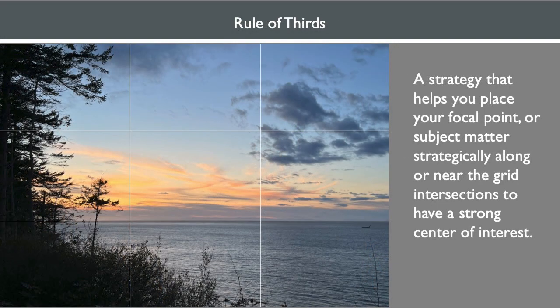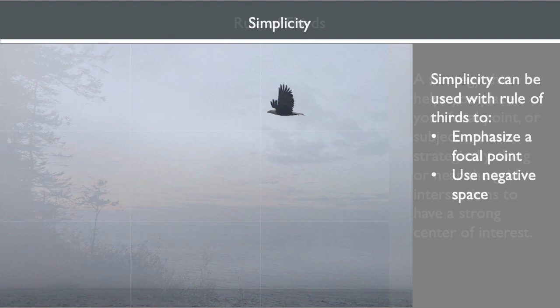In this class, you're going to learn about using the rule of thirds. This is a compositional strategy that helps you place your focal point or subject matter strategically along the grid intersections to have a stronger center of interest. You'll also learn to take photos at different angles with different compositions and to incorporate the rule of thirds by placing the focal point along the grid intersections. We'll discuss rule of thirds more in the assignment video for this week.